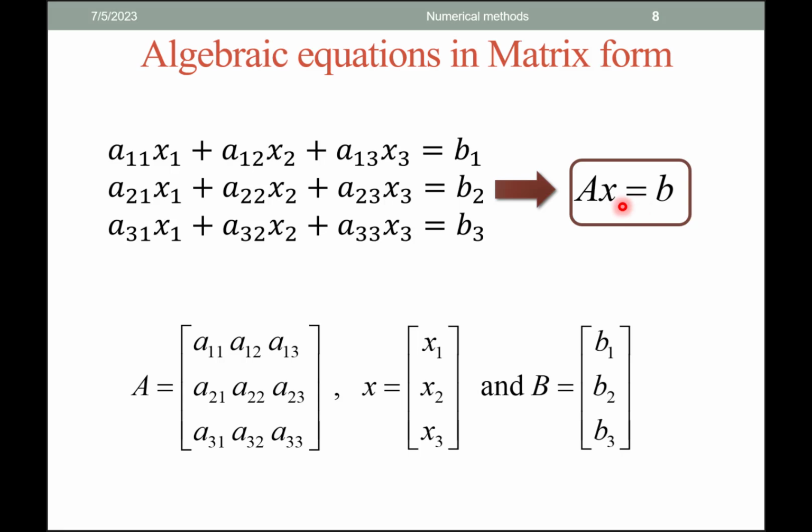x is a vector of the unknowns. So x would be x1, x2, x3. So if I multiply A by x, I should get b, where b is a vector of the right-hand side of the equations. So b1, b2, and b3. Any questions on this format so far? All right.